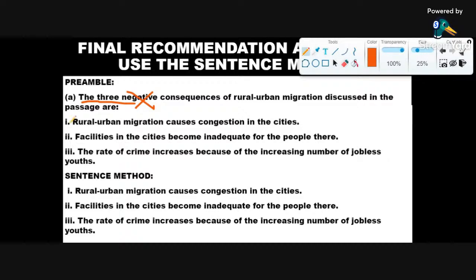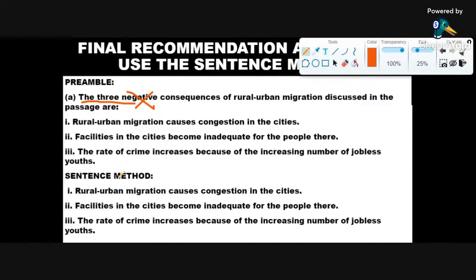Some candidates will deliberately, or let me say ignorantly, if they don't know, write number 1 in answer to question A. You don't do that. If you have question A, then come up with answer A. Okay, so that's one thing I need to mention here.